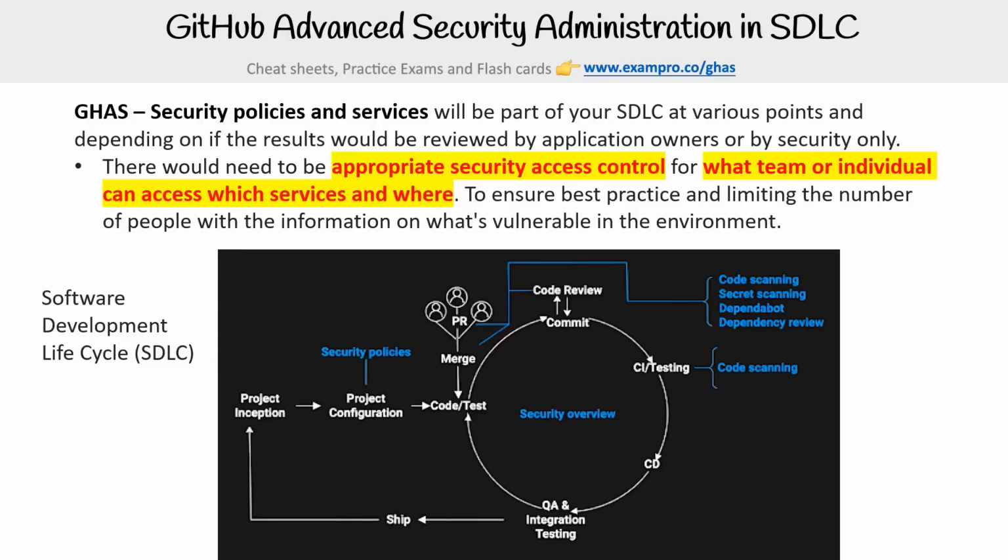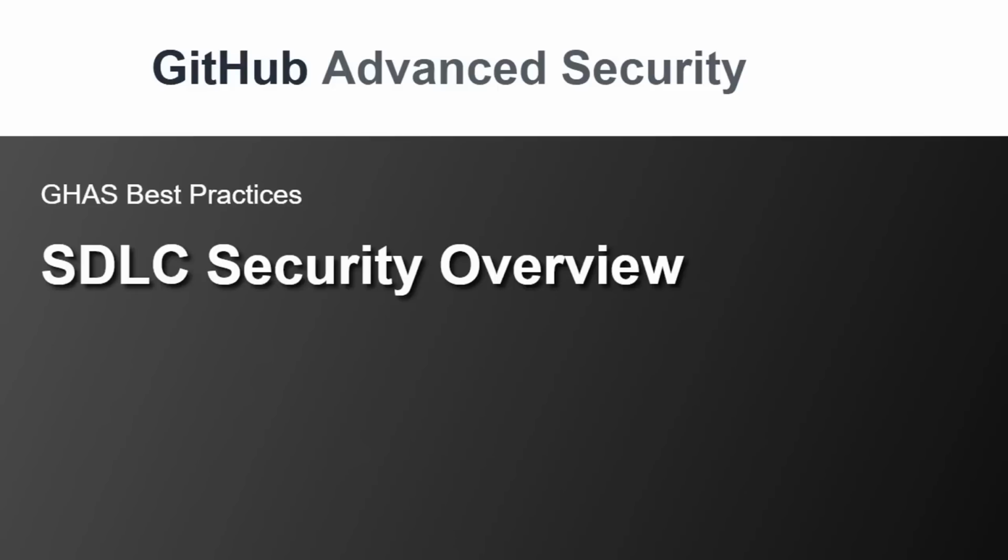But one thing is for certain, you do want appropriate security access controls for all the findings. You don't really want everyone in your organization to be aware of all the vulnerabilities that I've identified for a repository, especially if it's a production repository. So you may decide to have only a small set of team members or individuals who can access these services and get notifications from them. That is probably the number one best practice I'll call out right off the bat.